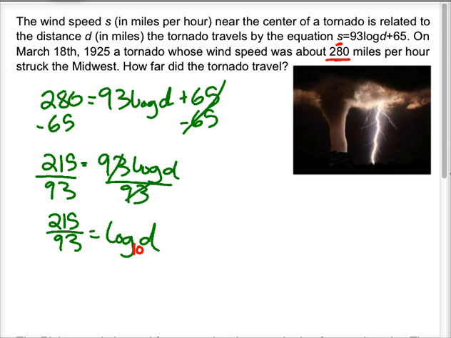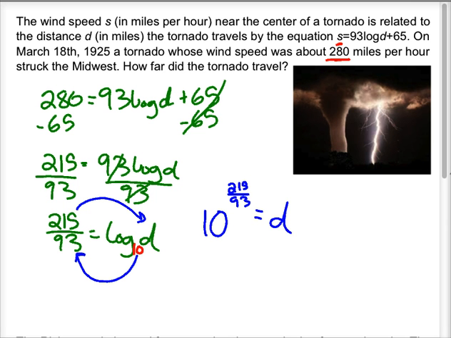Now that my logarithm is by itself, it's time to use Mr. Loopy on this. So 10 to that nasty power. So 10 to the 215 over 93 equals d, equals that distance.